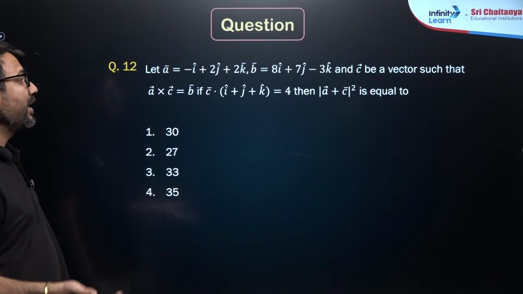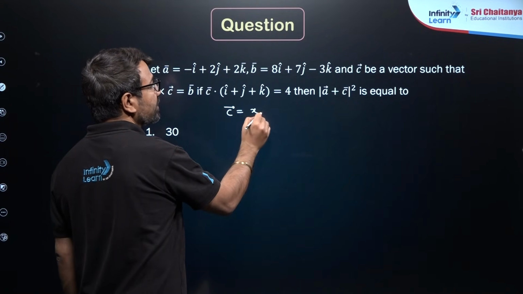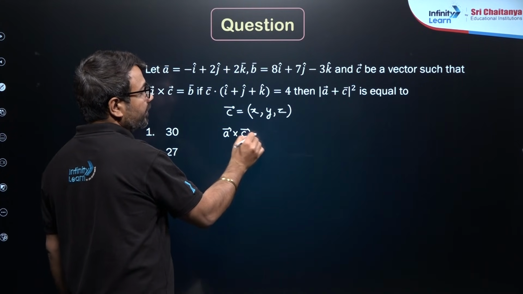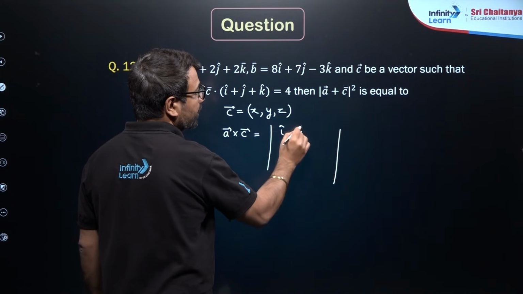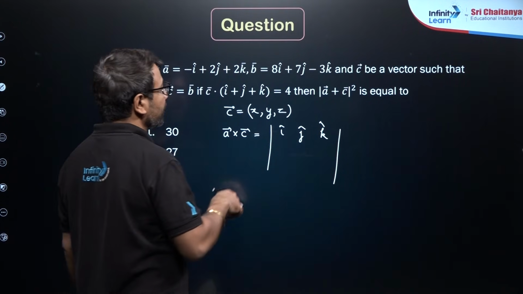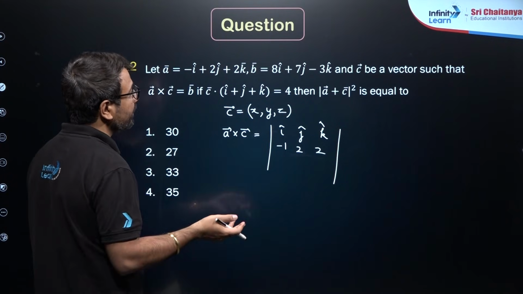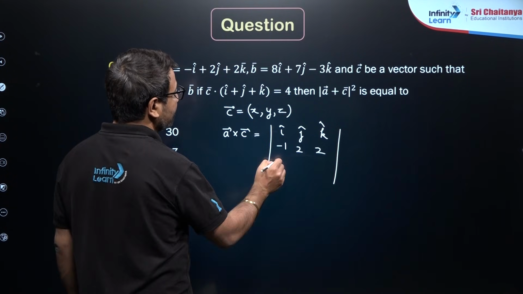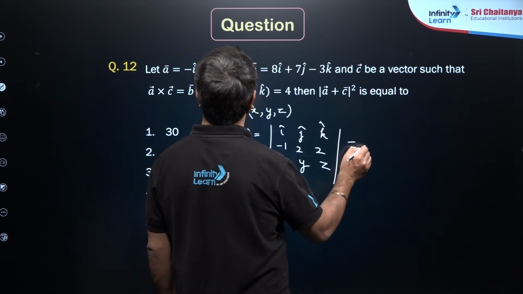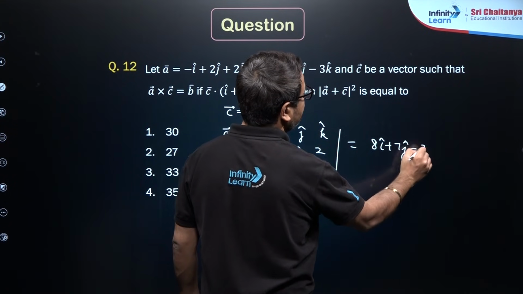Let's say we have a vector A, we have a vector B, and C is the vector such that A cross C is equal to B. So let's say C is x, y, z. If you do A cross C, it will give you i, j, k, and then it will give you A vector components minus 1, 2, 2, and also it will give you C vector components, that is x, y, z. And this A cross C is already given equal to B. So B vector is 8i plus 7j minus 3k.